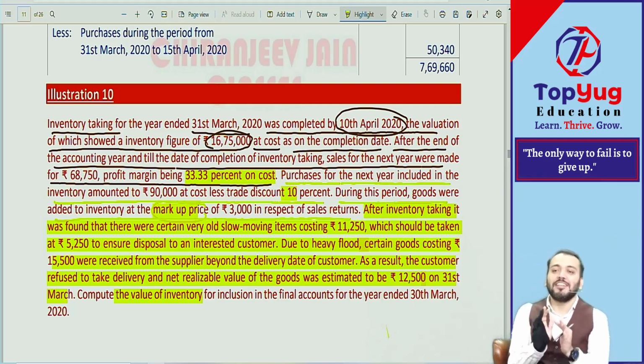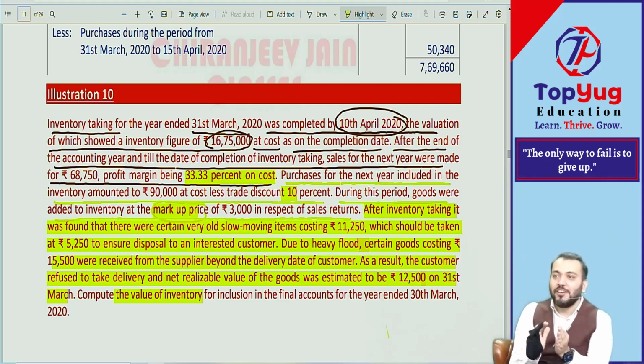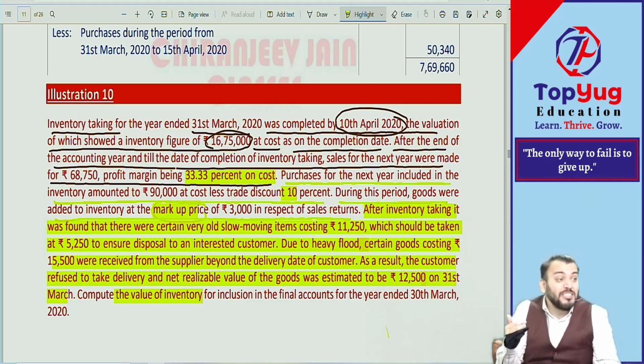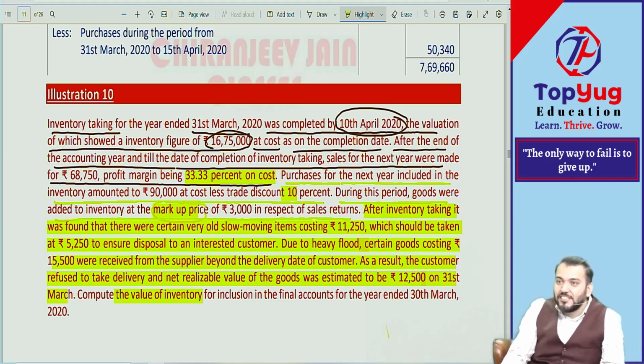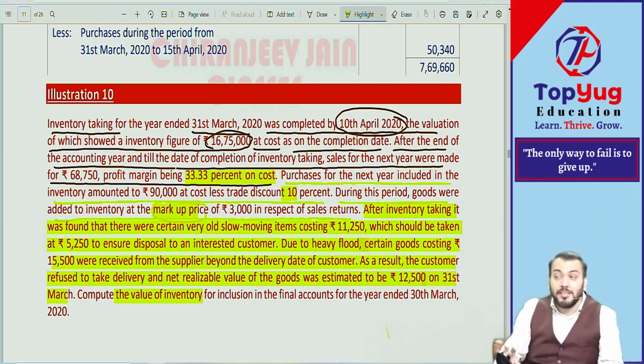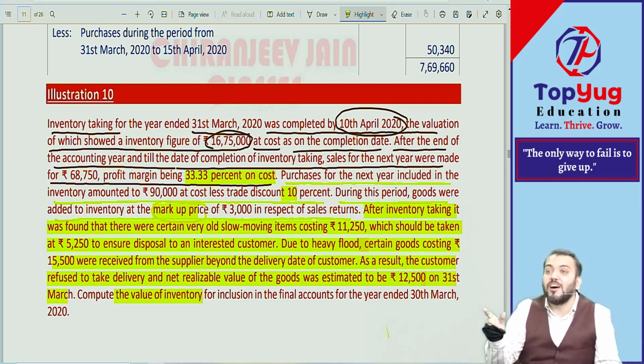So slow moving item means what? Any inventory item whose demand has come down, so it will not be sold easily. If the demand decreases, it becomes a slow moving item. If demand increases, it becomes a fast moving item.